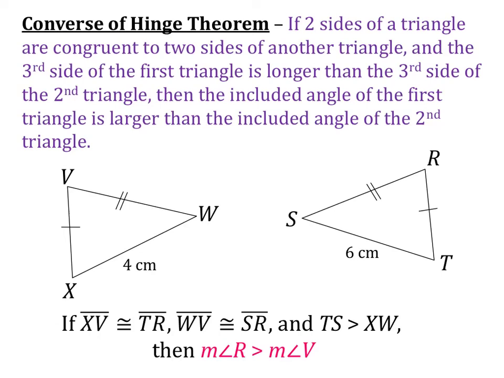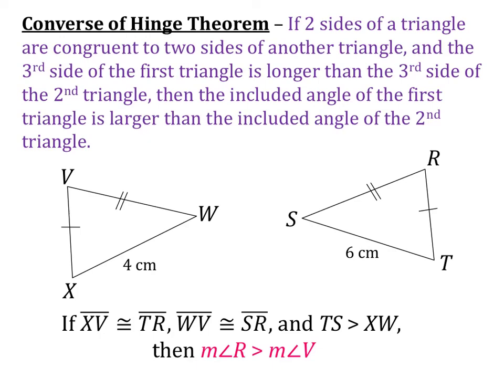It says that if two sides of a triangle are congruent to two sides of another triangle, and the third side of the first triangle is longer than the third side of the second triangle, then the included angle of the first triangle is larger than the included angle of the second triangle.